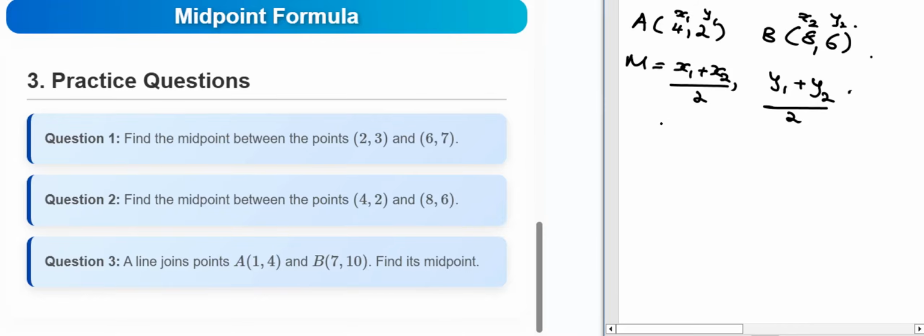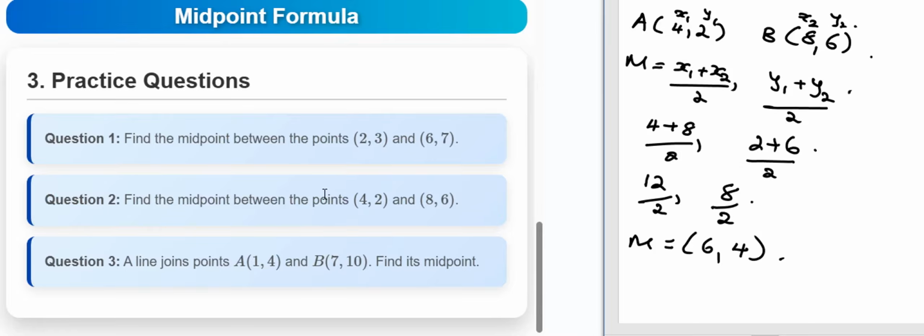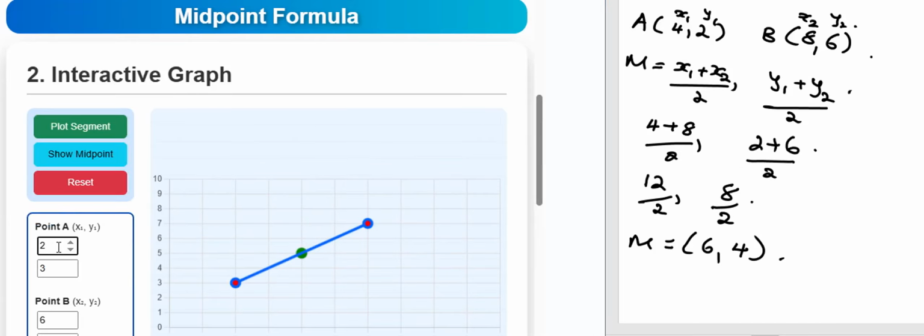So this is x1, this is y1, this is x2, this is y2. What I do, I take x1, which is 4, plus x2, which is 8, divided by 2, then y1, which is 2, plus y2, which is 6, divided by 2. So it becomes 4 plus 8, which is 12, divided by 2, then 2 plus 6, which is 8, divided by 2. So the midpoint becomes 12 divided by 2 is 6, and 8 divided by 2 is 4.